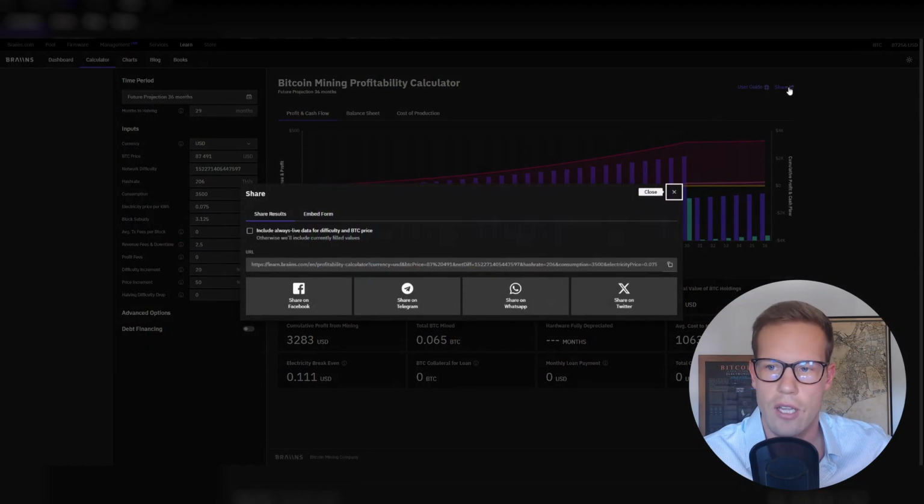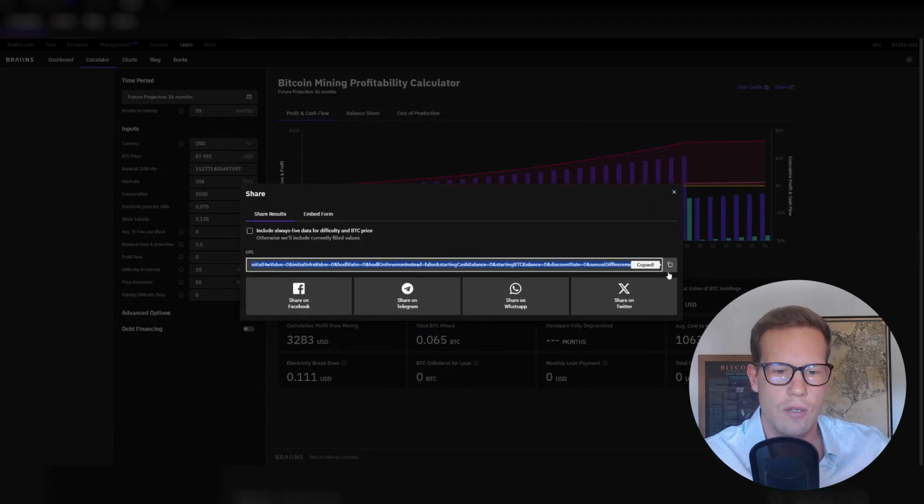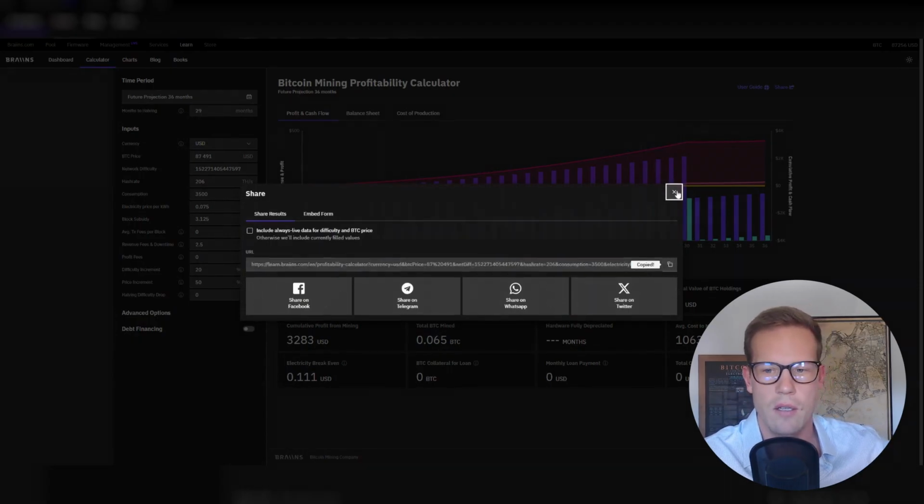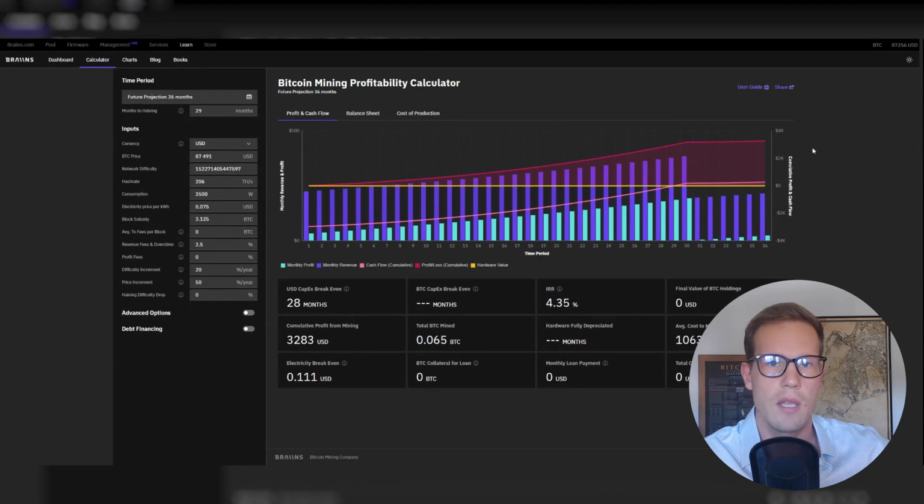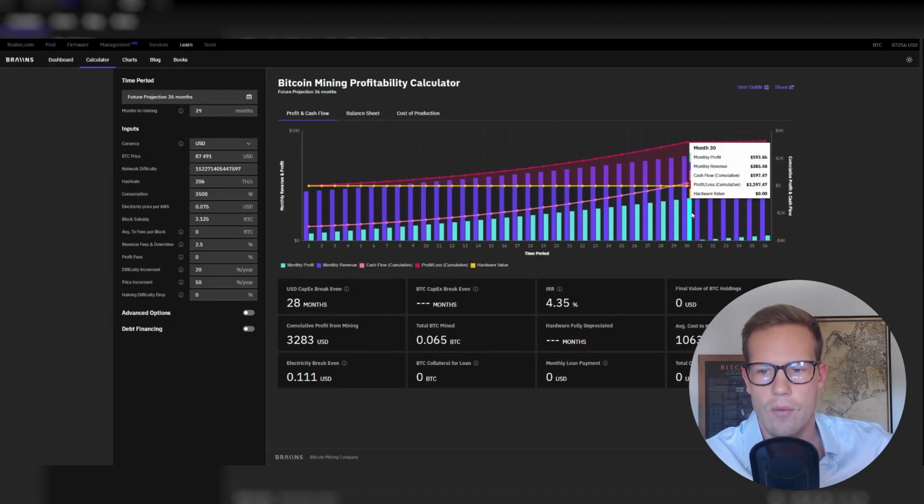There's also a great feature here where you can share your exact inputs with others. So if you copy that link and share it with me, then we can talk about it directly and have a chat.